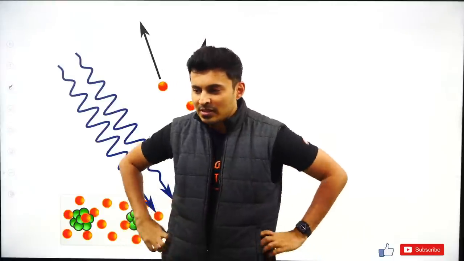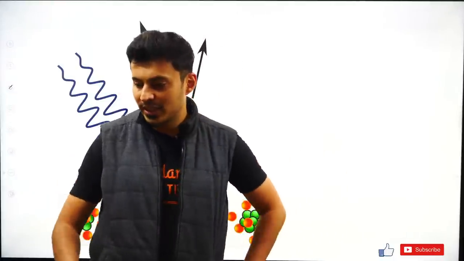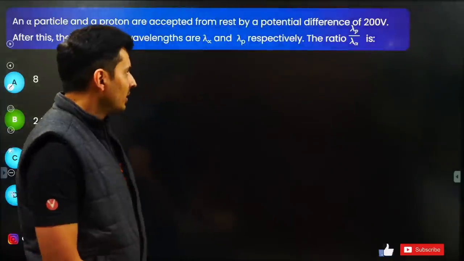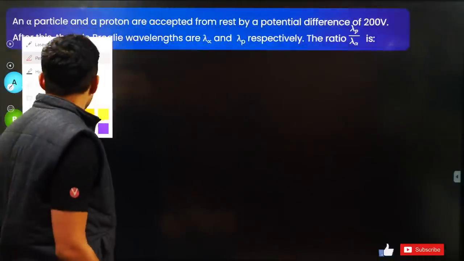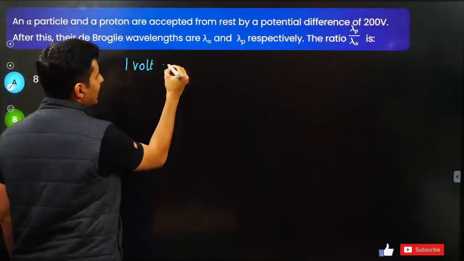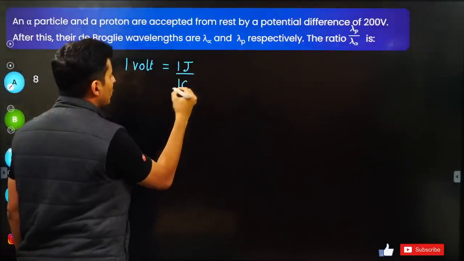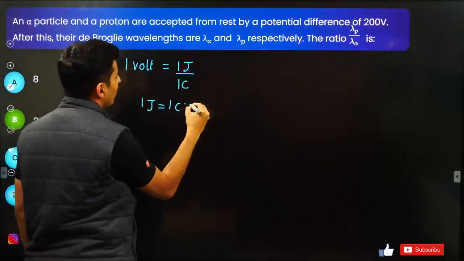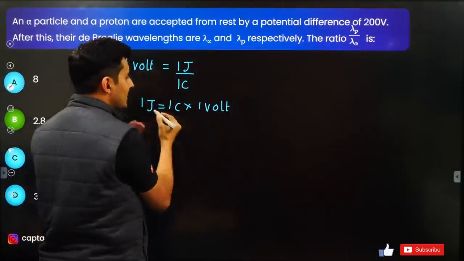Ready for it? Sir, how is there charge into potential difference, Satya? So the logic for that: let me remind you, 1 volt is nothing but 1 joule upon 1 coulomb. 1 joule is 1 coulomb into 1 volt. That's how it works.